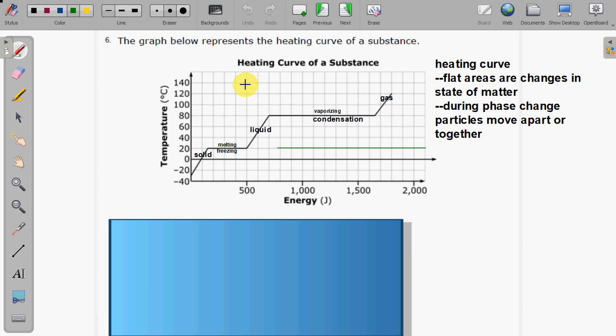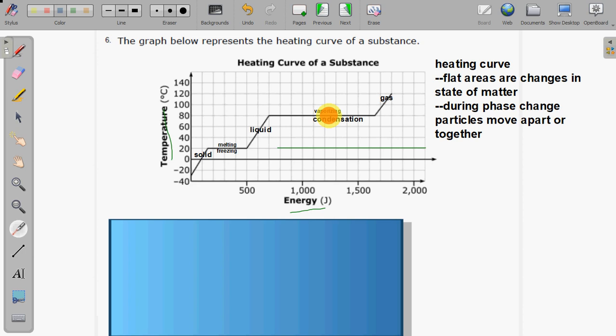All right, this is a heating curve, and what we're graphing here is energy versus temperature. As you add energy, temperature goes up. But the interesting bits to me are these spots where energy is going up but temperature is not going up. That's where the melting and freezing occurs. And same thing up here. We call this the boiling point. This is the melting or freezing point. This is the boiling point or the condensation point.